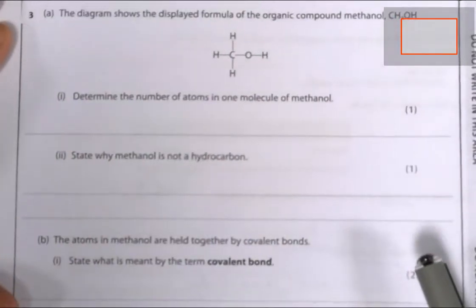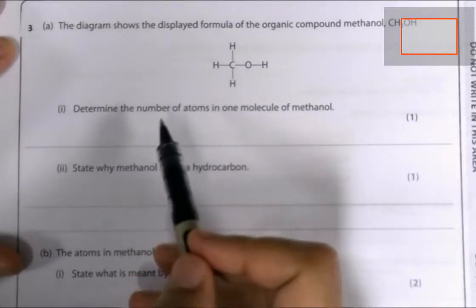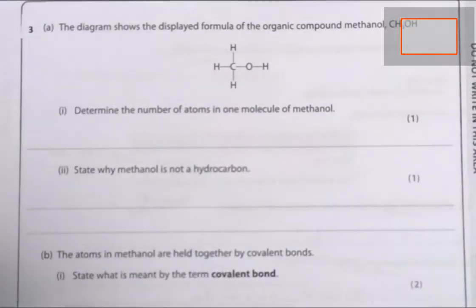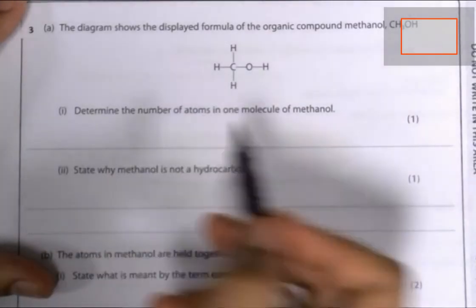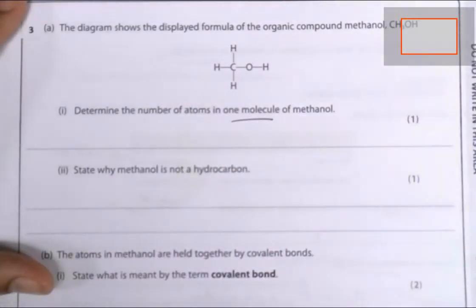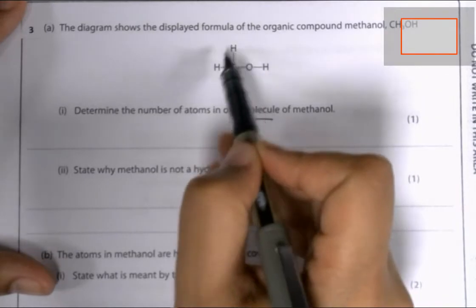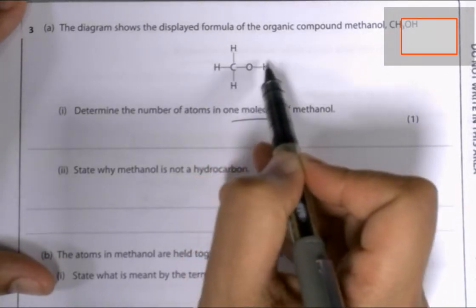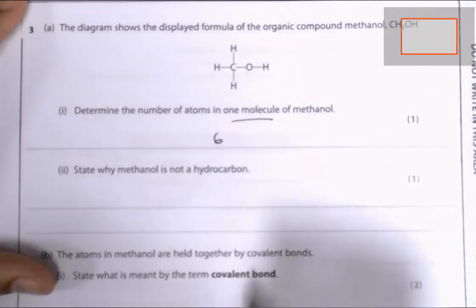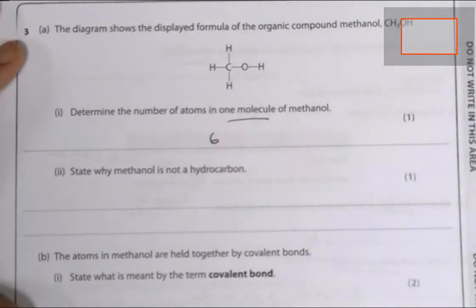Let's move on to question 3. So with question 3, determine, this is all about organic chemistry now, so we're looking at crude oil and products from oil, those topics. Determine the number of atoms in one molecule of methanol. So I've got 1, 2, 3, 4, 5, 6. Just got to count up those atoms there, there's 6.